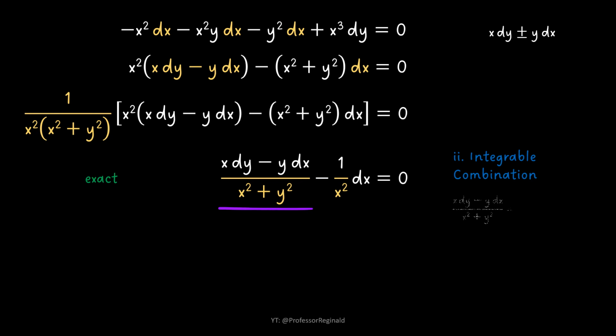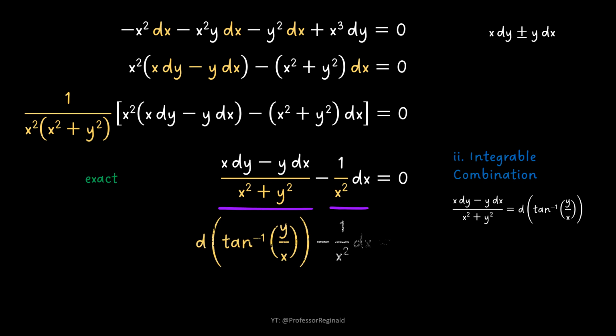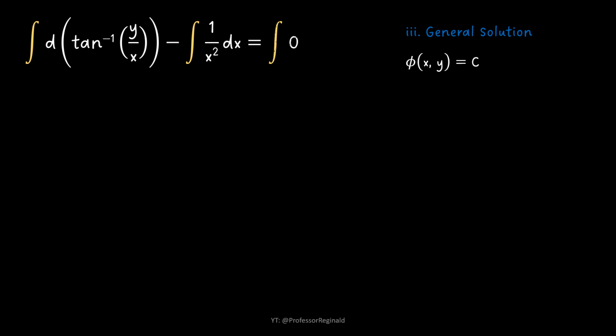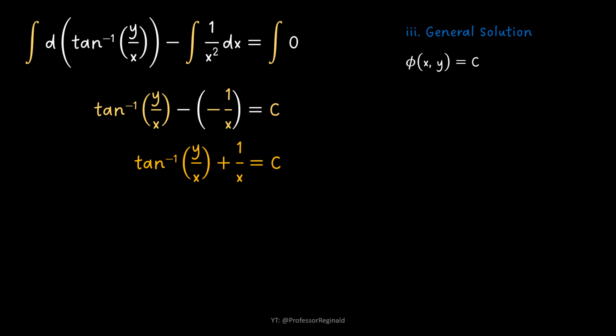The first term is an integrable combination, while the second term is ready for integration in one variable. Note that the second term can be written as a differential. Find the general solution by integrating both sides of the equation. And then simplify. Therefore, this equation is the general solution to the differential equation.